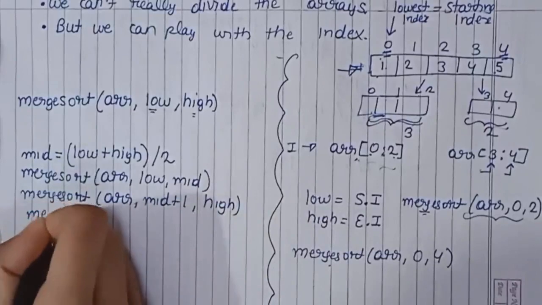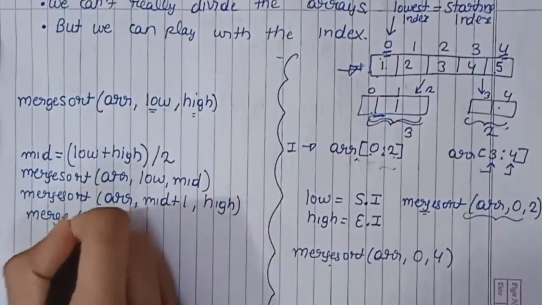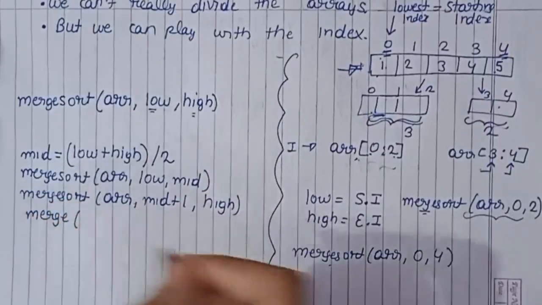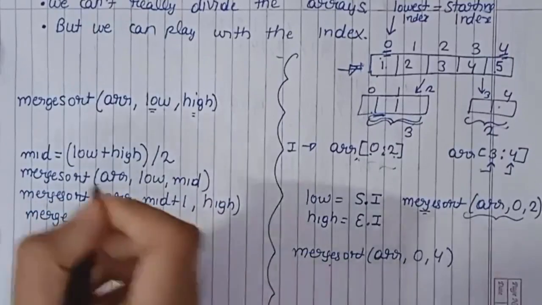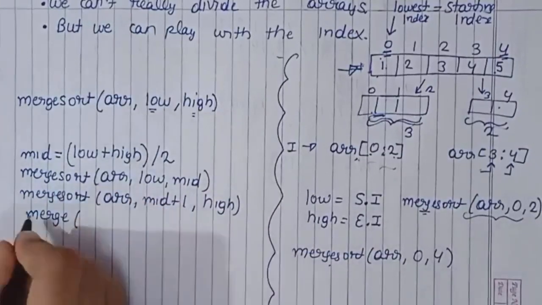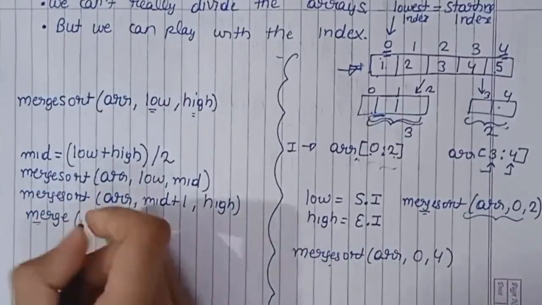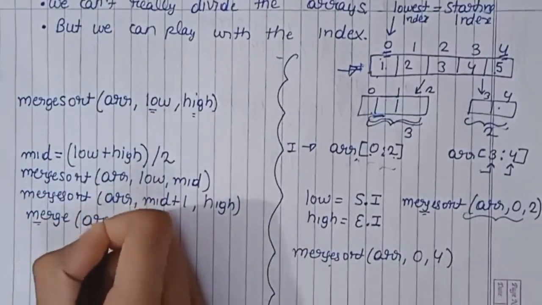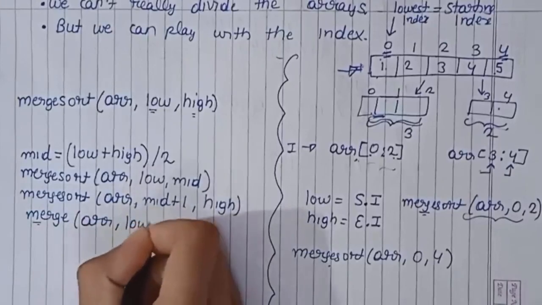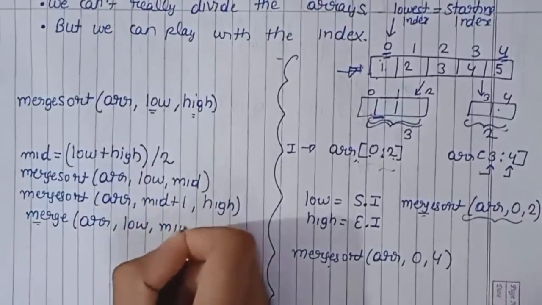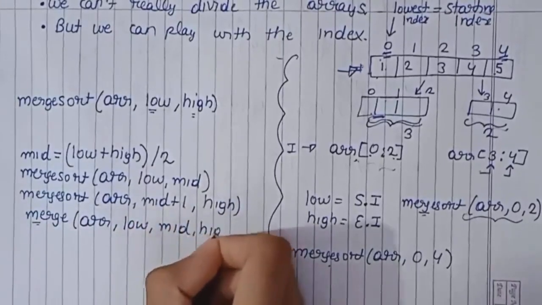Then I will call another function, merge, which will merge two sorted arrays to form a single sorted array. This is for performing the merge procedure basically. So merge array low mid high.